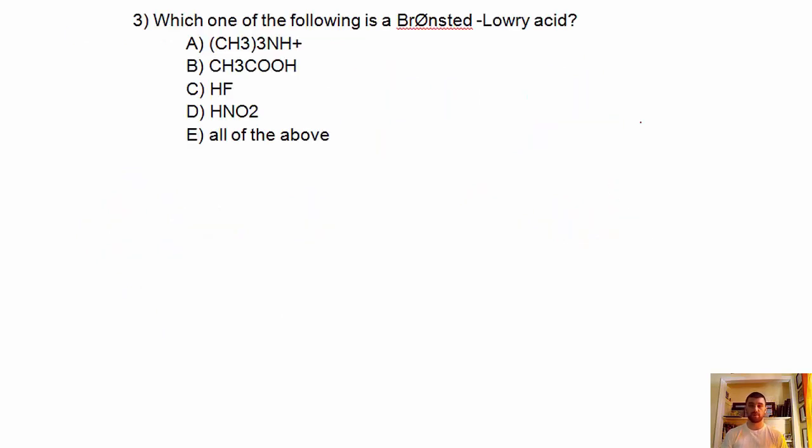Number 3, which of the following is a Brønsted-Lowry acid? All right, so a Brønsted-Lowry acid gives off a proton, or it gives off an H plus, same thing. So let's see, this one would probably give off a proton. This right here, that's an organic acid group. So that's an acid. HF is an acid that we're familiar with, and HNO2 is also an acid. So it turns out all of those things are Brønsted-Lowry acids.